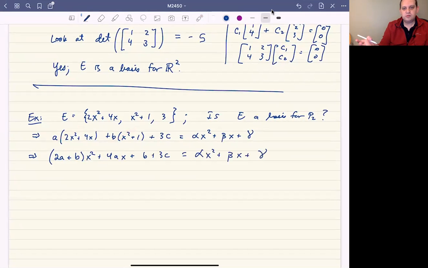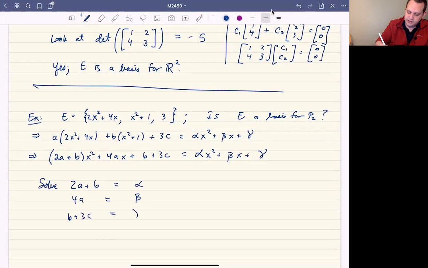And so if we want these two polynomials to be equal for all values of x, because that's what it means for polynomials to be equal, we want the coefficients to be equal. So really this means that we need to solve the system 2a plus b equals alpha, 4a equals beta, and b plus 3c equals gamma. This is a pretty straightforward system to solve, but it's even more straightforward just to know whether or not there's a solution for all alpha, beta, and gamma. You don't care what the solution is, just is there a solution?